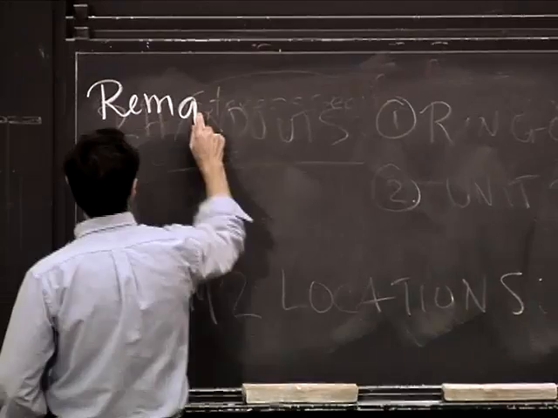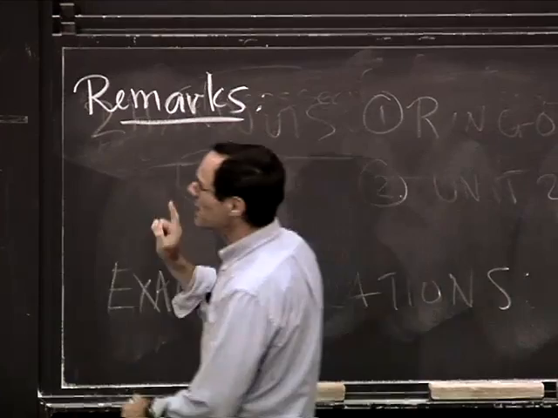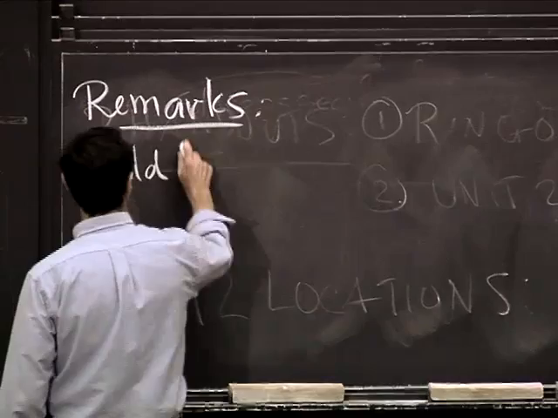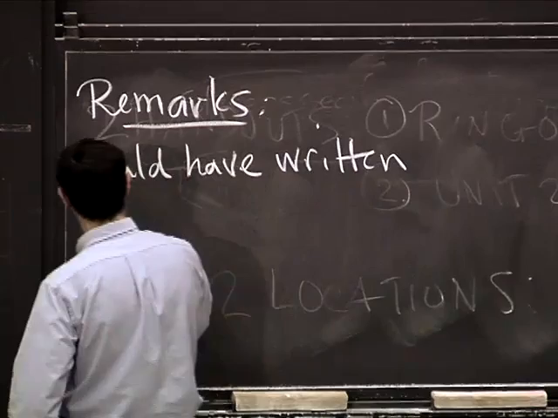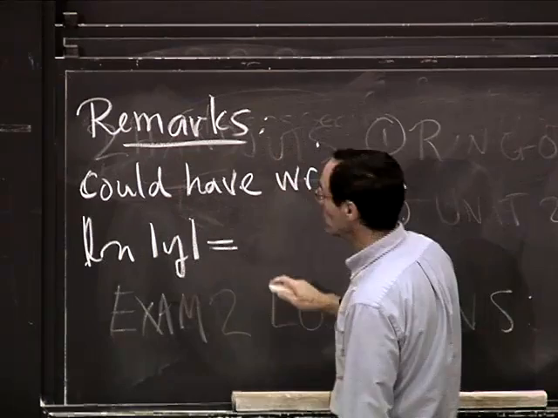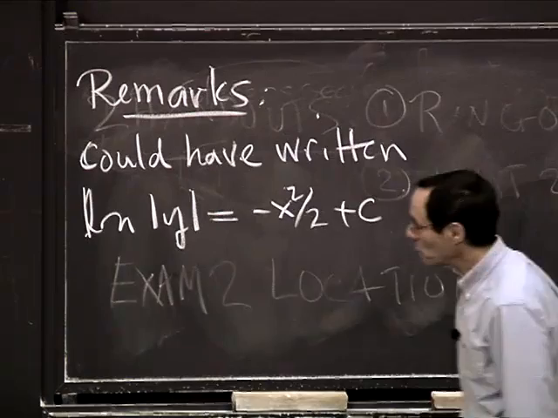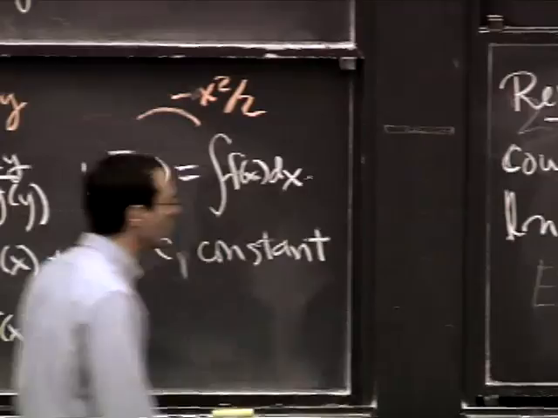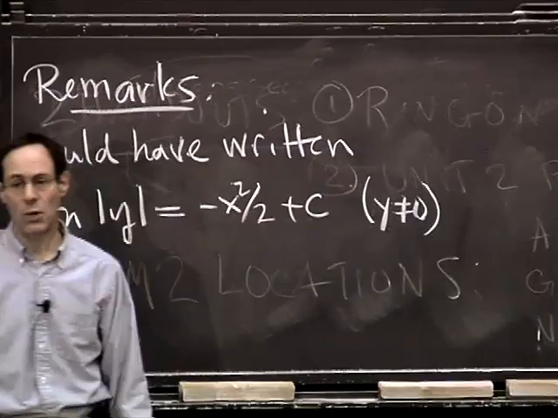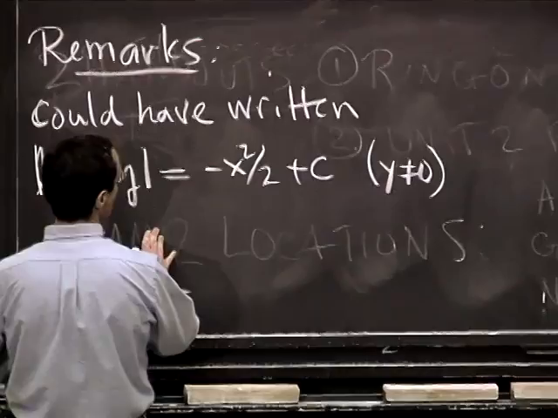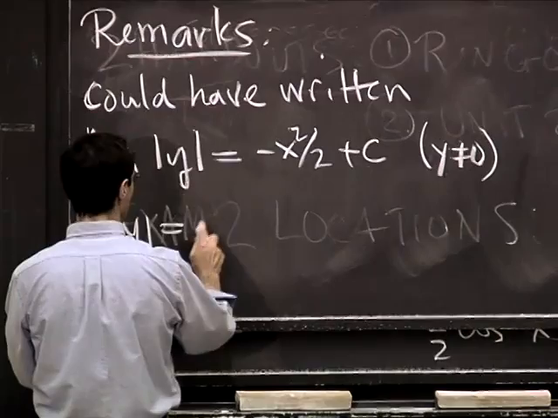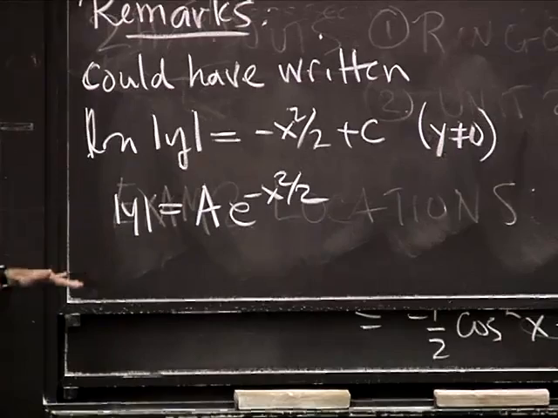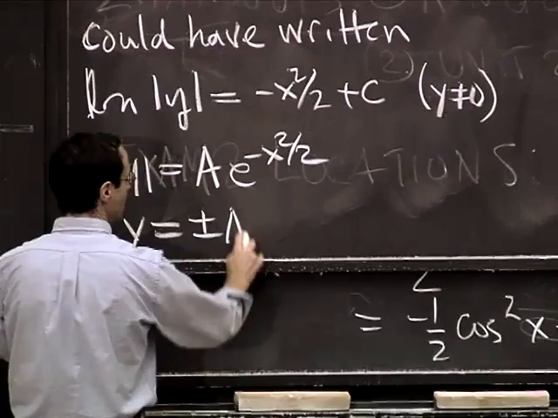The first remark is that I could have written natural log of absolute y is equal to minus x squared over 2 plus c. We learned last time that the antiderivative works also for the negative value. So this would work for y not equal to 0, both for positive and negative values. And you can see that that would have captured most of the rest of the solution. Namely, absolute y would be equal to a e to the minus x squared over 2 by the same reasoning as before. And then that would mean that y was equal to plus or minus a e to the minus x squared over 2, which is really just what we got.